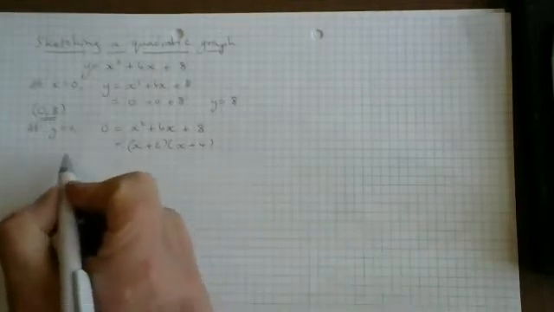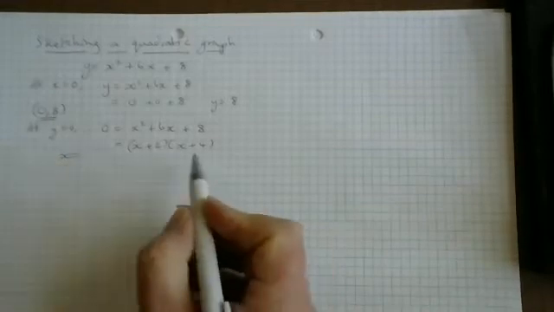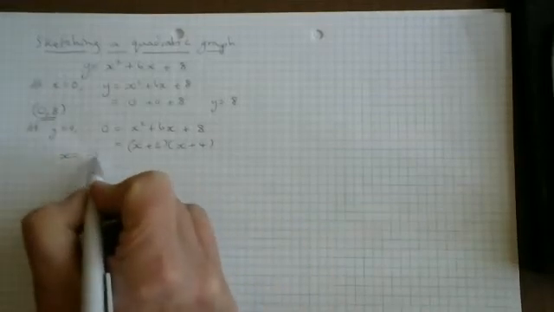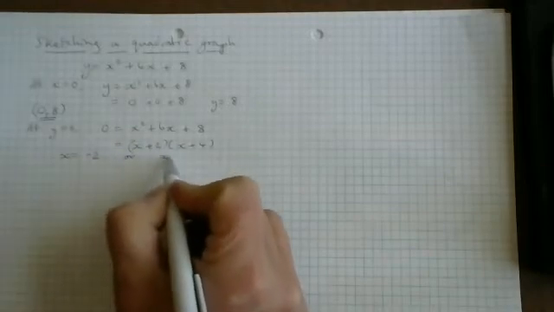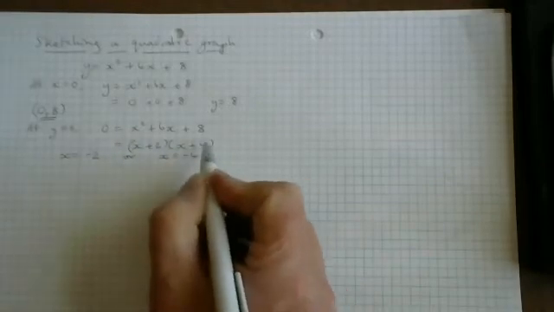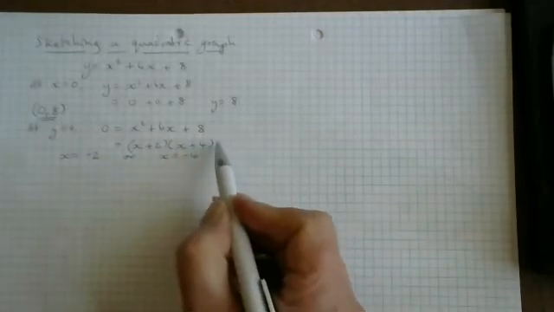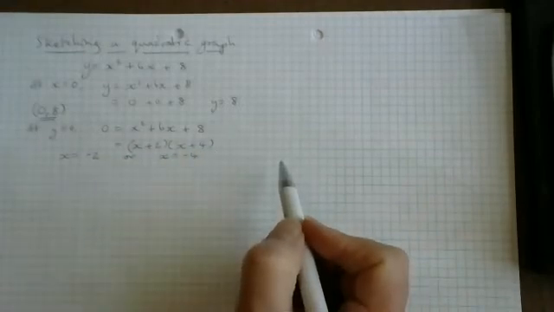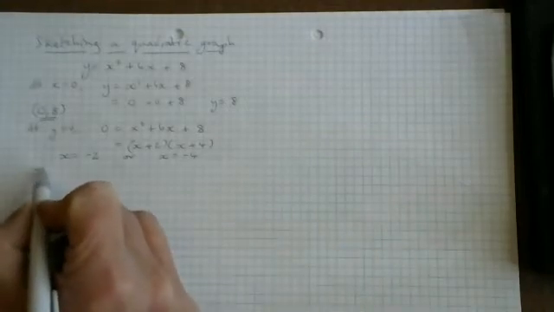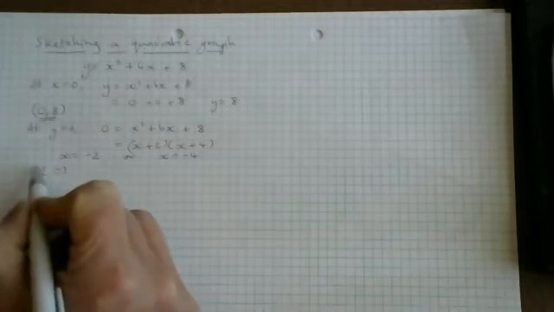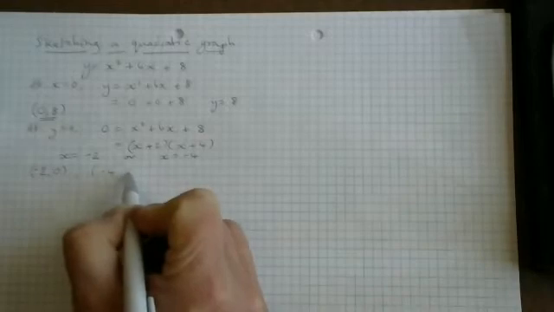So when y equals 0, x equals negative 2, because the first bracket would have to be 0, or x equals negative 4, because the second one would have to equal 0. Negative 4 plus 4 is 0. That means I've got two more points: the point (negative 2, 0) and the point (negative 4, 0).